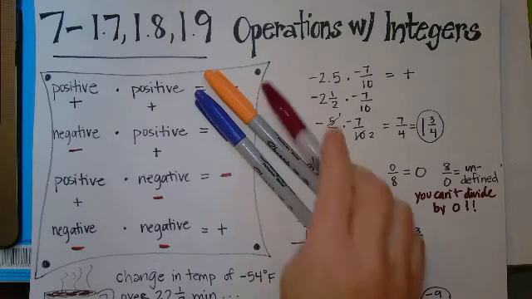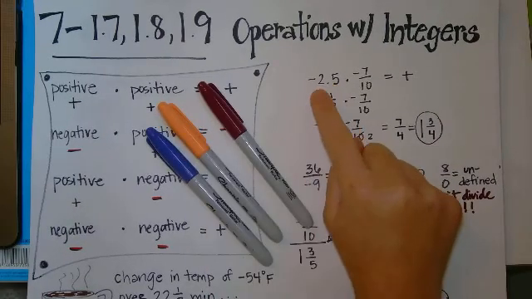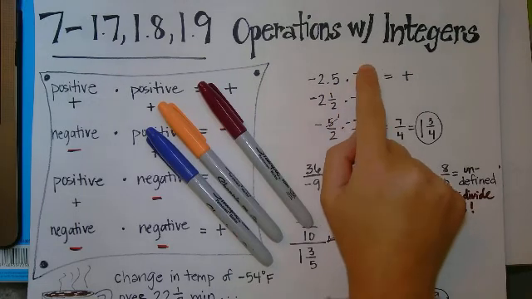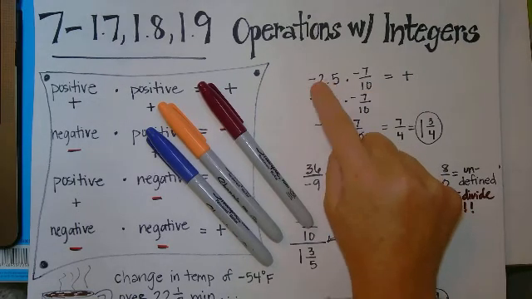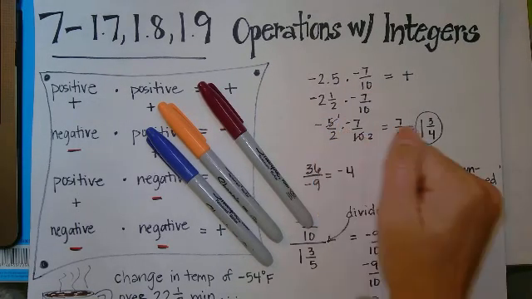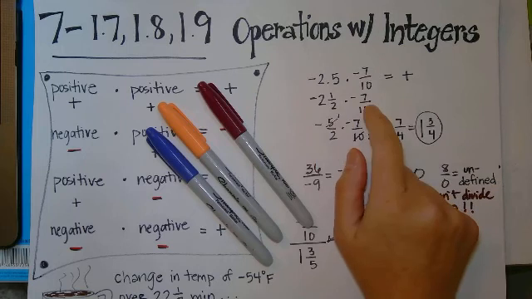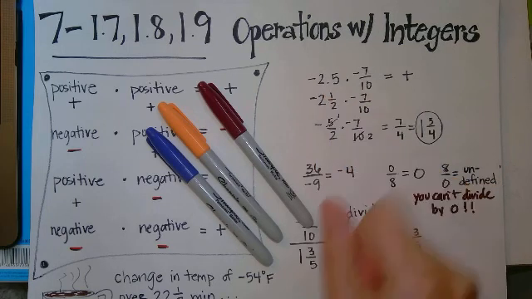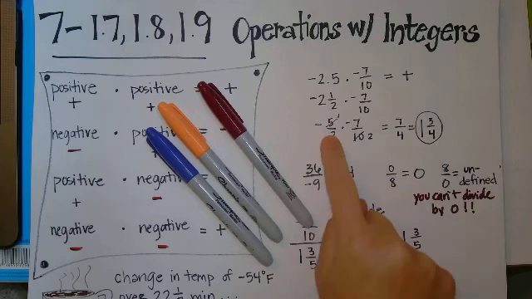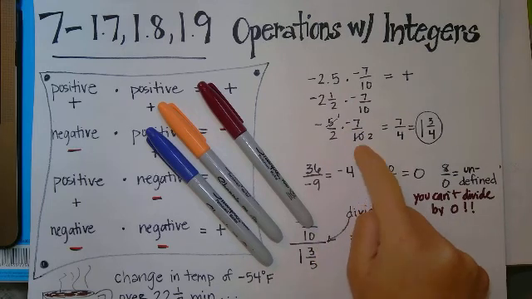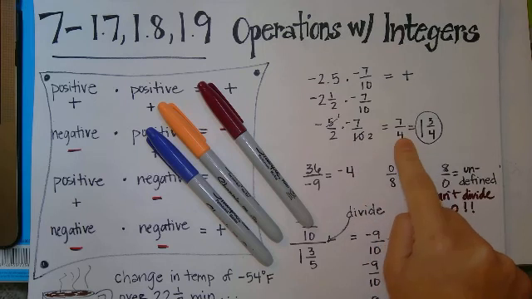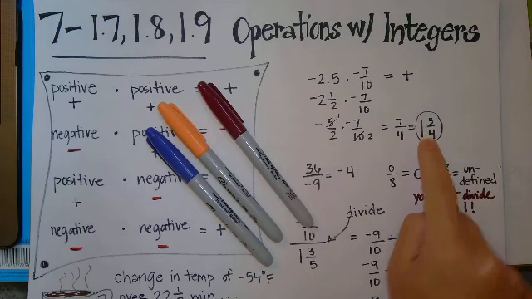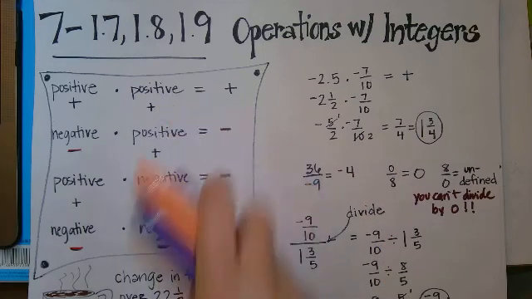Okay. And then I just did a few example problems. So here I have a negative 2.5 times a negative 7/10. Well, right off the bat, I know a negative times a negative is a positive. So I'm just going to multiply 2.5 times 7/10. I know 2.5 has to become an improper fraction for me to multiply it. So I'm left with 5/2 multiplied by 7/10. And I'm left with 7/4. And that gives me 1 3/4.